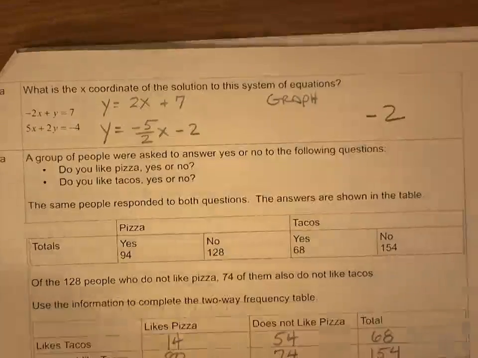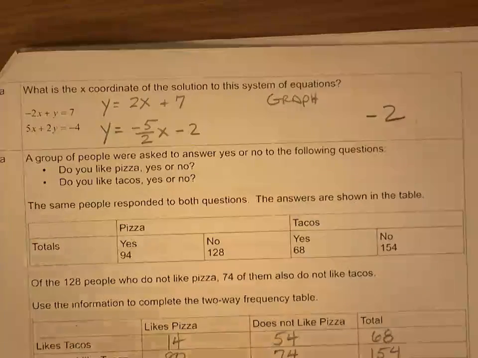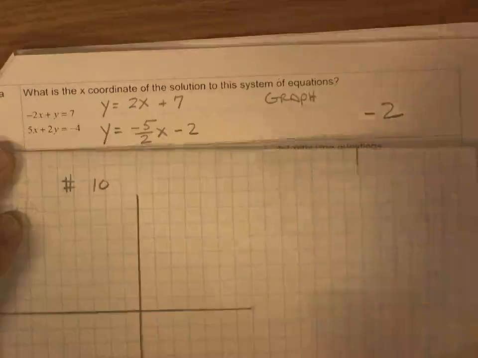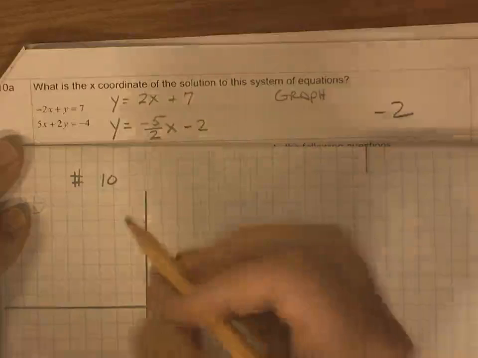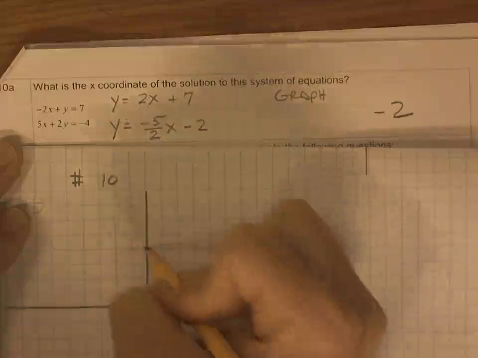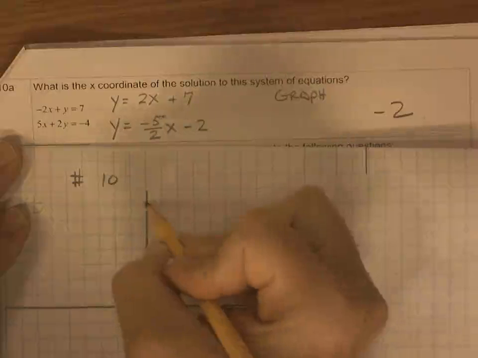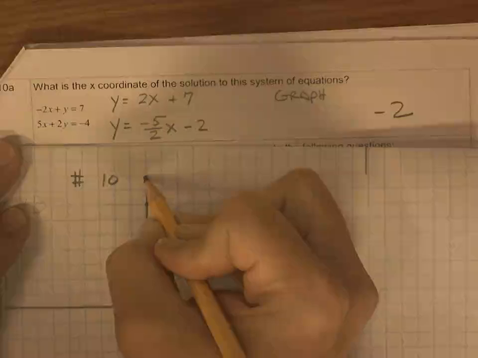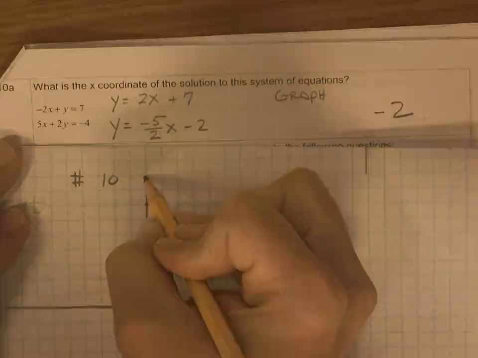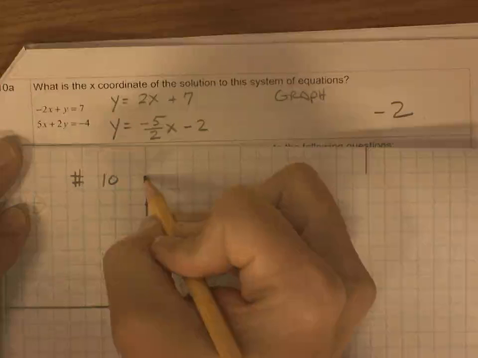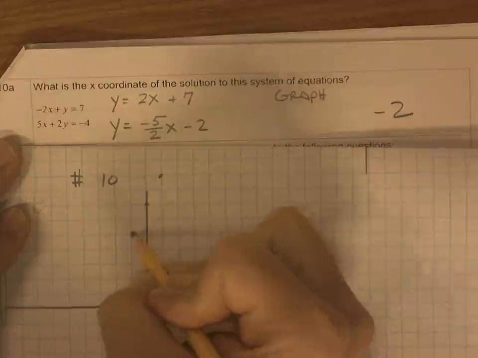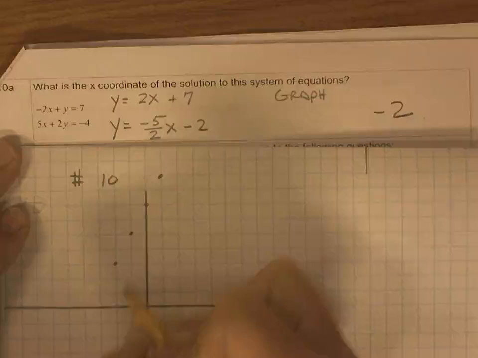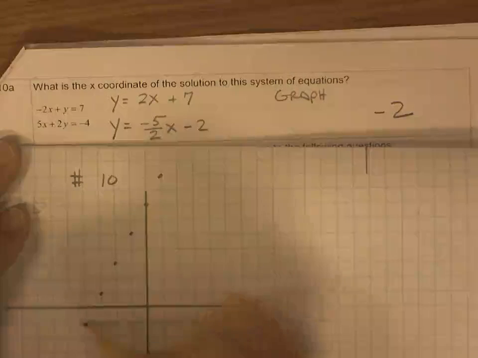Number 10. I've got to graph it. I started by doing move the x divided by the y, and I have these 2 equations. This one starts at 7. 1, 2, 3, 4, 5, 6, 7. I go up to over 1, which is going to take me down 2 over 1, down 2 over 1, down 2 over 1, down 2 over 1. There we go.